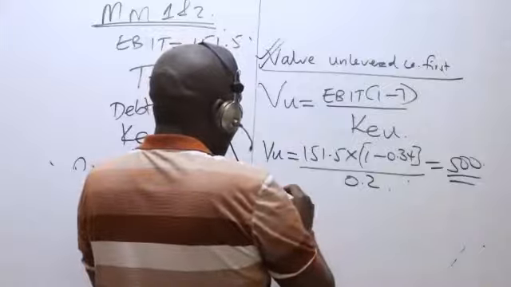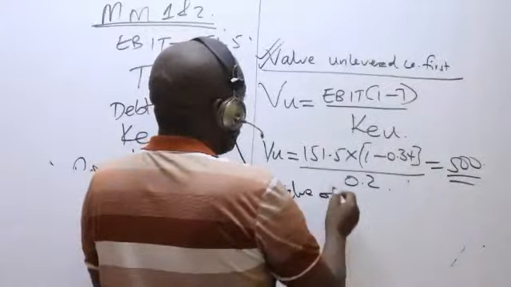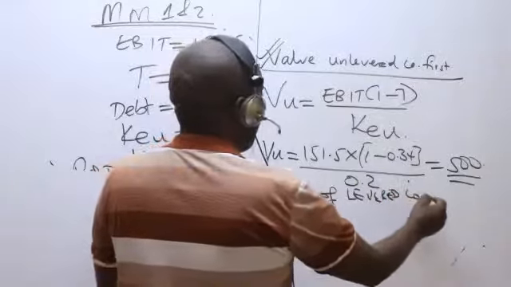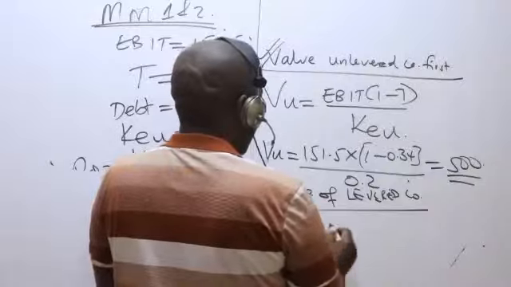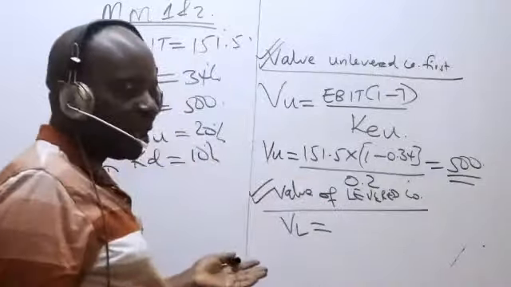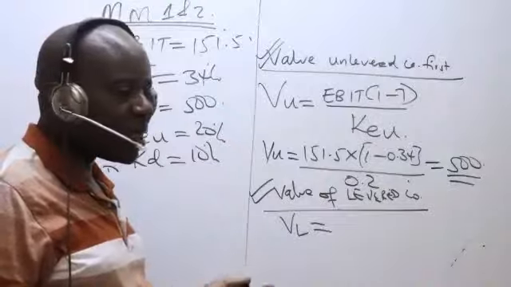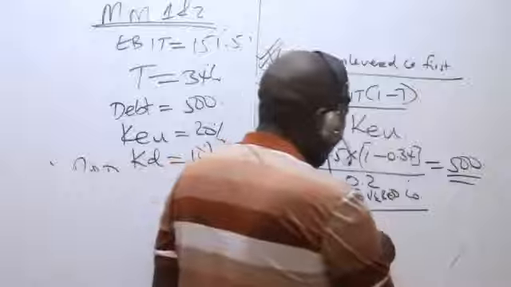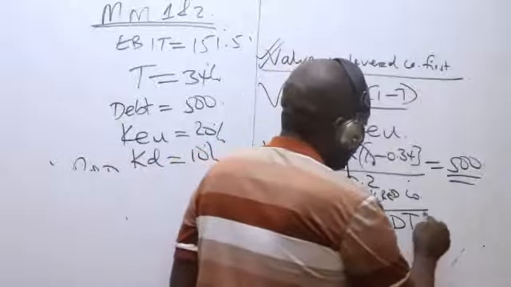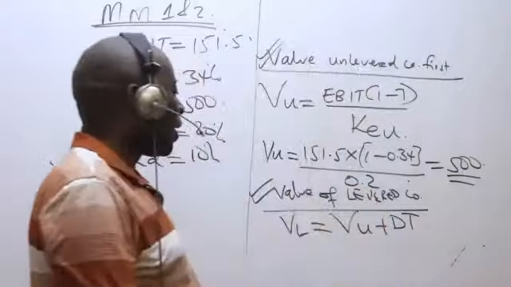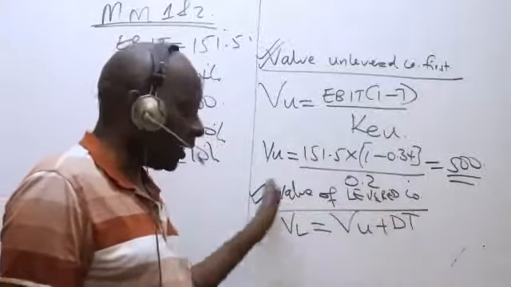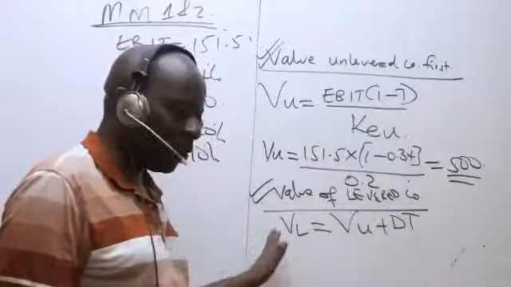Now go to the second step and give us a value of the levered company, VL. If you remember very well, there is this formula that we must always remember: VL equals V plus DT. Very important formula. If I were you, I would have underlined this and of course used a yellow highlighter. Yellow brings out things very well.